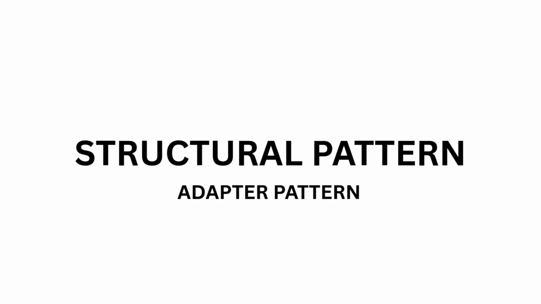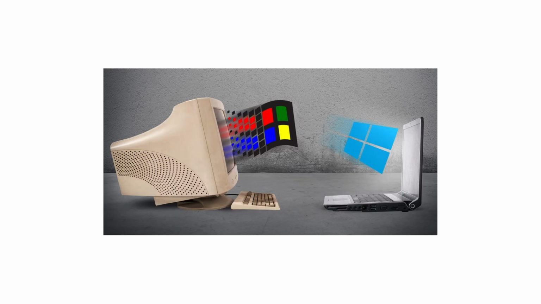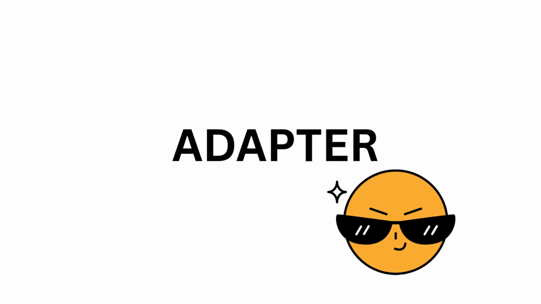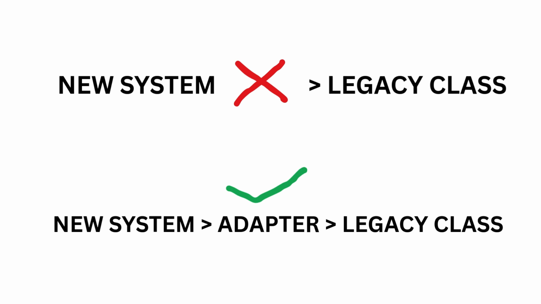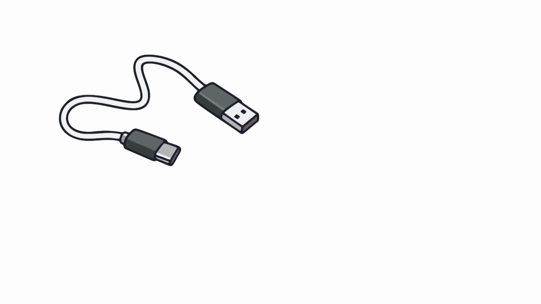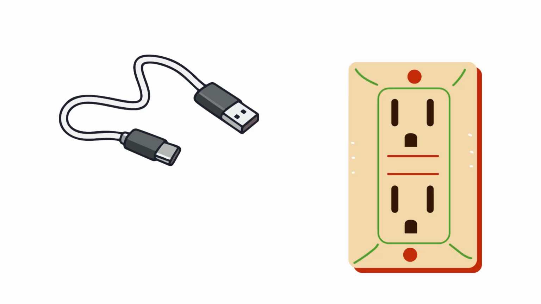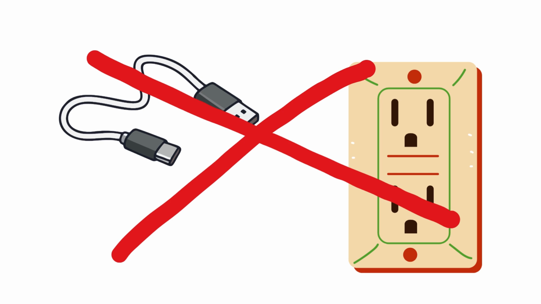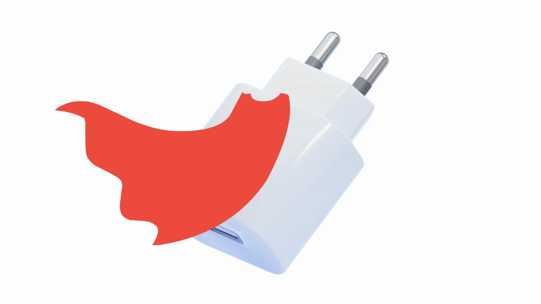Next, we'll look at a structural pattern, starting with the adapter pattern. Sometimes, we need old and new systems to communicate, but their interfaces don't match. The adapter solves that problem. For example, as you can see in the diagram, you have a cable, which is your new system, and the legacy class is the outlet. If you try to plug it in, it will not work. So the adapter is there to fix that problem.